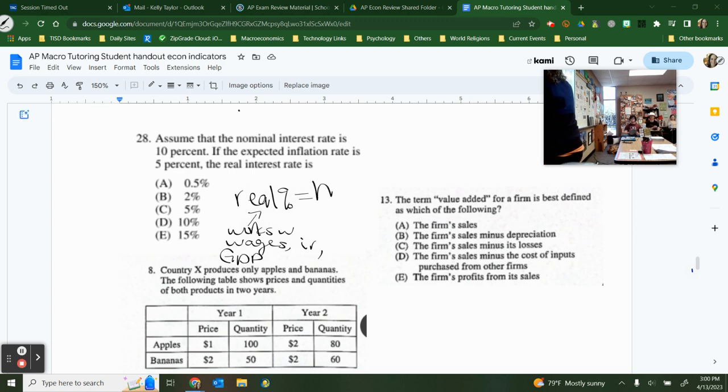So real is equal to nominal percent of the same thing. You can't be mixing up wages and GDP or wages and interest rates or whatever. It's got to be wages, wages, or GDP. So nominal minus expected inflation, and that's also in percent form. So nominal interest rate is 10, so we're just literally plugging it in. 10, the expected rate of inflation is 5%. 10 minus 5 is 5, so it is C.